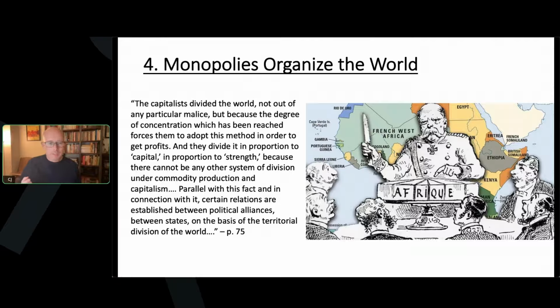So he wrote in the book, he says, the capitalists divided the world, not out of any particular malice, but because the degree of concentration which has been reached forces them to adopt this method in order to get profits. Remember, we said that the monopoly system forces them to find new markets, right? And they divide the world in proportion to capital, in proportion to their strength, because there can be no other system of division under commodity production and capitalism. Parallel with this fact, and in connection with it, certain relations are established between political alliances, between states, on the basis of the territorial division of the world.